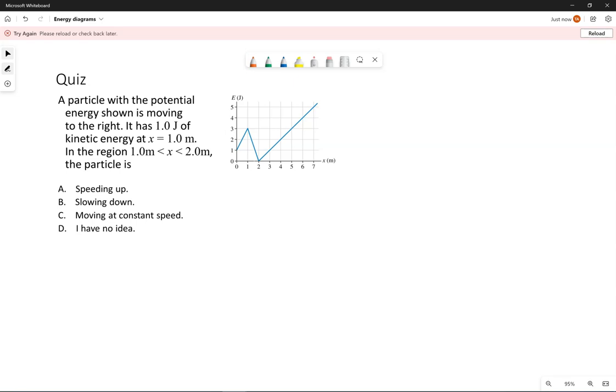Let's go through a few questions that are conceptual regarding our energy diagrams. So go ahead and read through this.